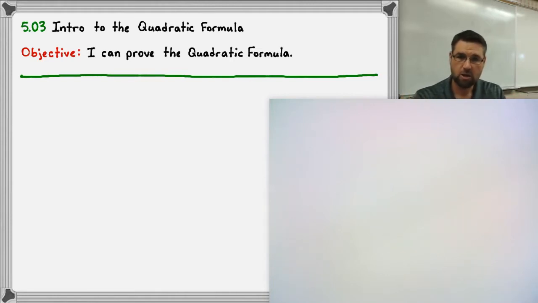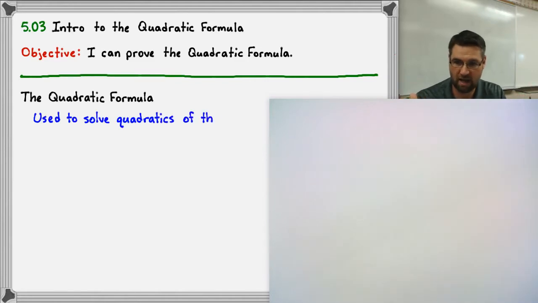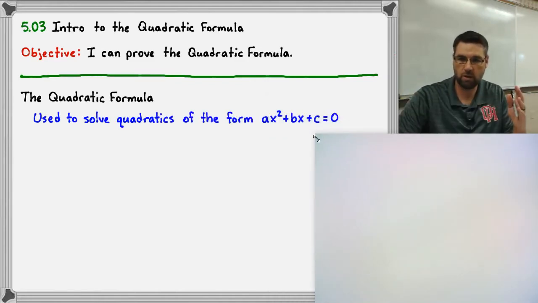going to work. So the quadratic formula, however, today is going to be the third method that we use to solve quadratics. The quadratic formula is used when all other methods fail. It is a method that will always work. It's used to solve quadratics of the form ax squared plus bx plus c equals 0.